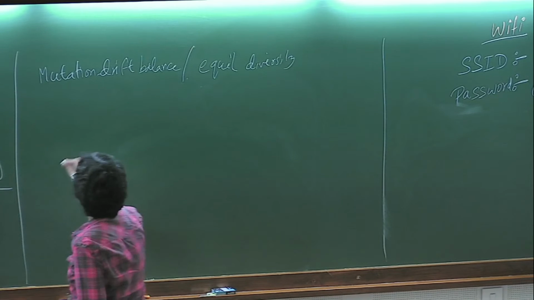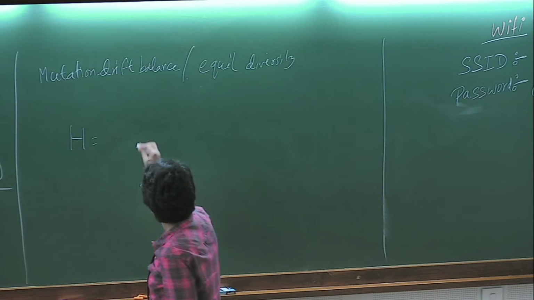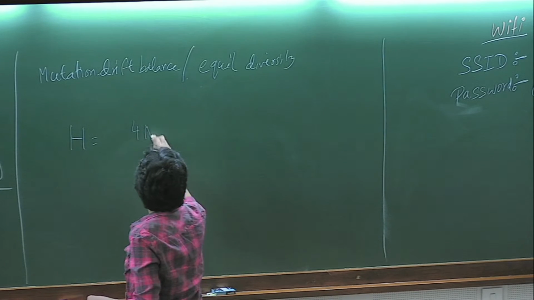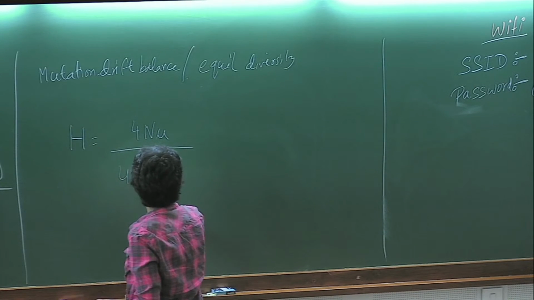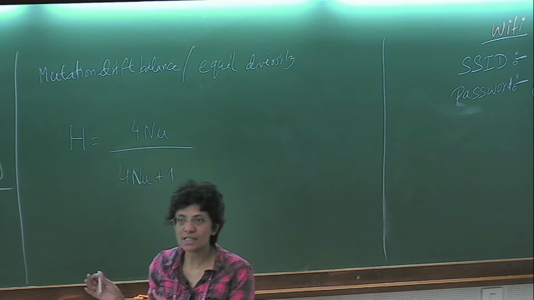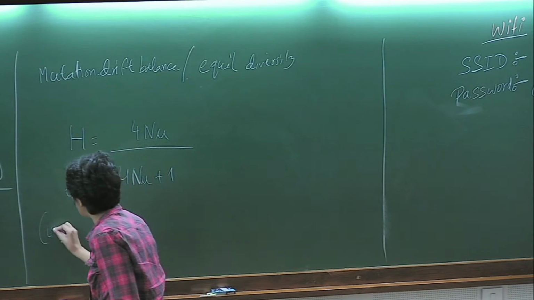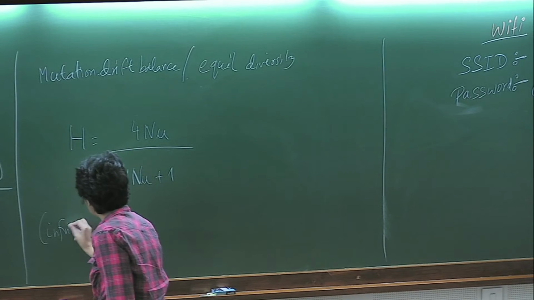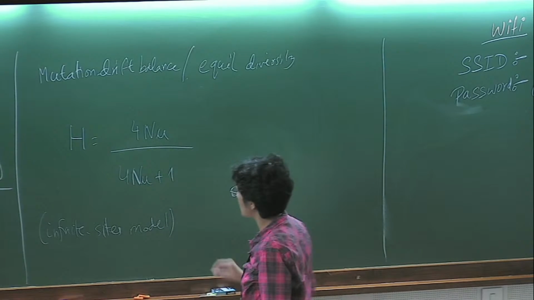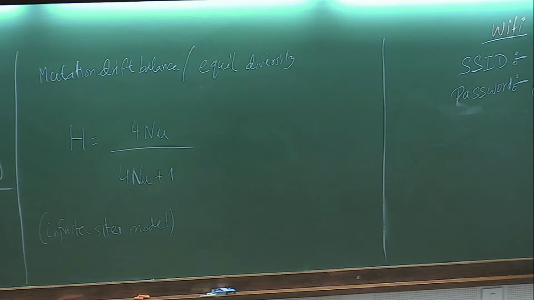So it turns out this diversity can also be related to heterozygosity. I did it for haploids, but you can do it for diploids. And the answer is given by this expression. For those who are interested in derivations, I will just mention that this derivation is based on something called the infinite sites model of Kimura. Don't worry too much about it right now. So this is our heterozygosity, 4Nμ divided by 4Nμ plus 1.